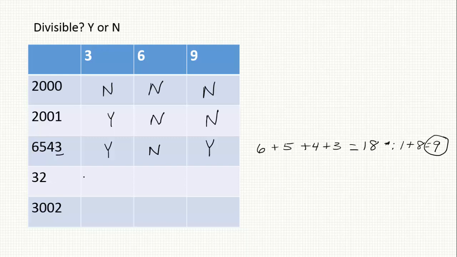How about 32? 3 plus 2 is 5, so that's a no for everything. And finally, 3,002. Well, the divisibility is the same as 32 because we still have 3 plus 2. That's how divisibility of 3, 6, and 9 works.